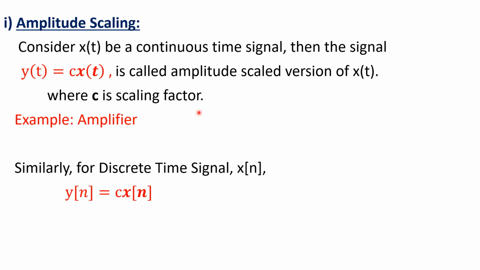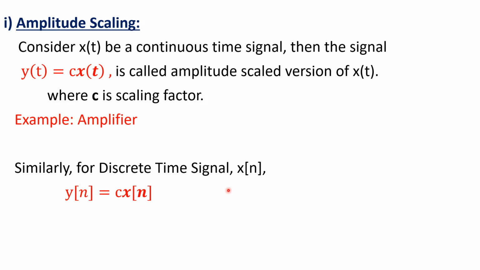Let's consider the first operation on dependent variable, that is amplitude scaling. Let x of t be a continuous time signal, then amplitude scaled version of x of t is represented as y of t is equal to c x of t, where c is scaling factor. That is, suppose x of t is a given signal. If we multiply that x of t with a scaling factor c, then definitely the amplitude of the signal will increase. That is nothing but amplitude scaling. For example, an amplifier acts as an amplitude scaling.